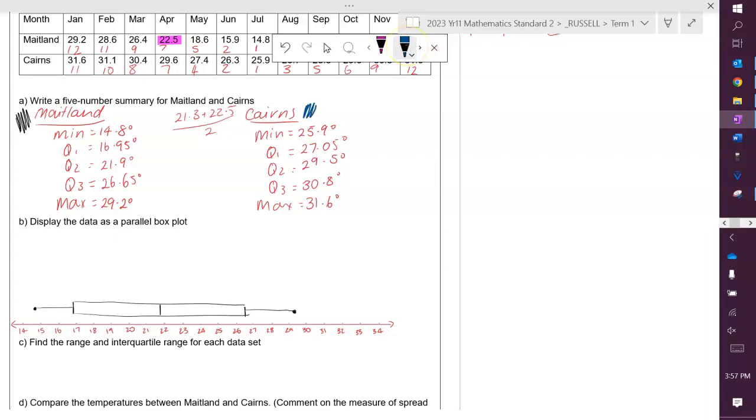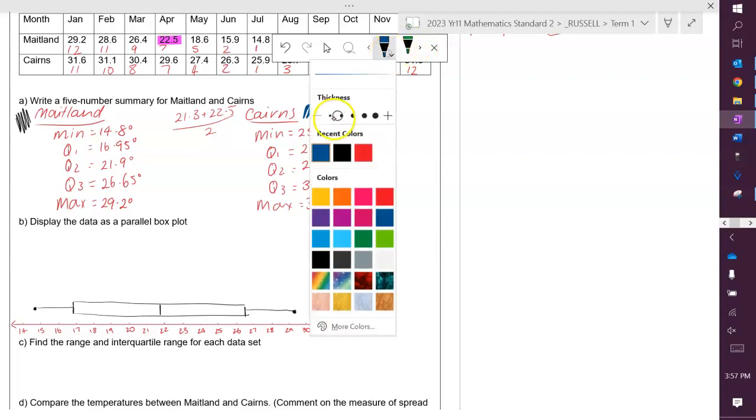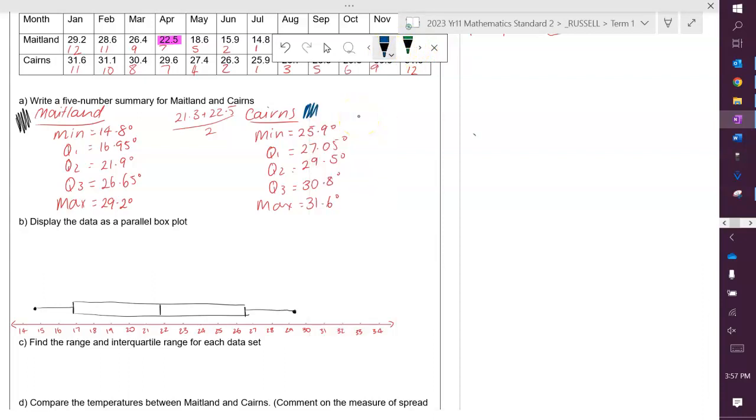Okay, Cairns I'm going to do as blue. So I need to do my minimum, which is 25.9. So we can already see, if we were to compare these, what we're looking at. They simply go on top of one another with a little bit of a gap between. My maximum is 31.6. My Q1 is 27.05. Q2 is 29.5. And Q3 is 30.8.